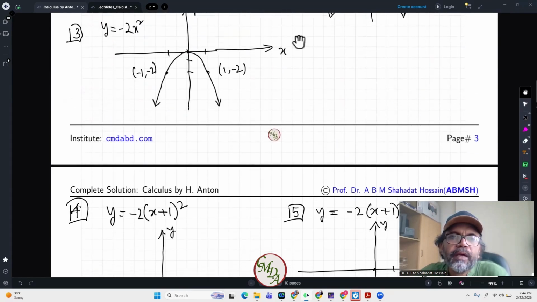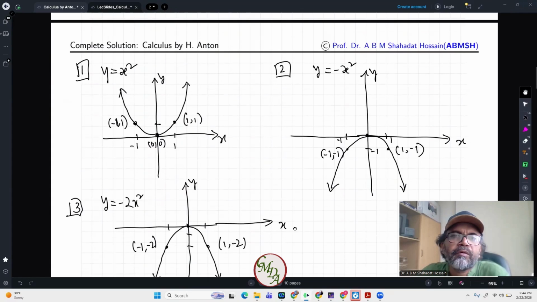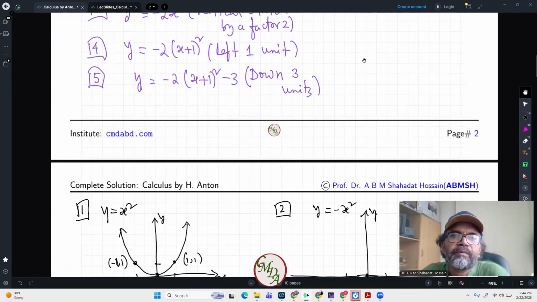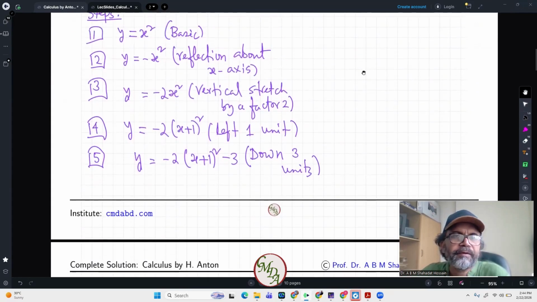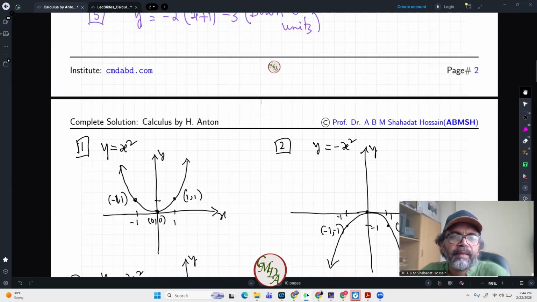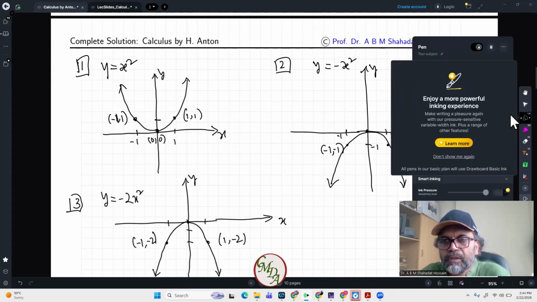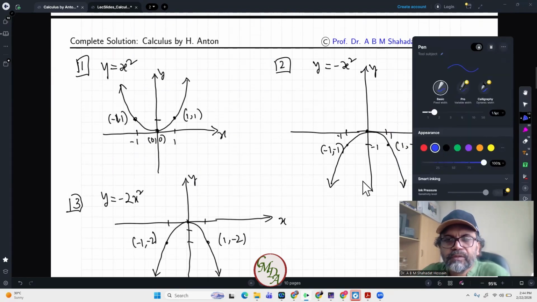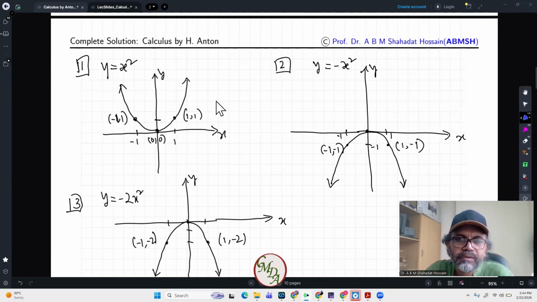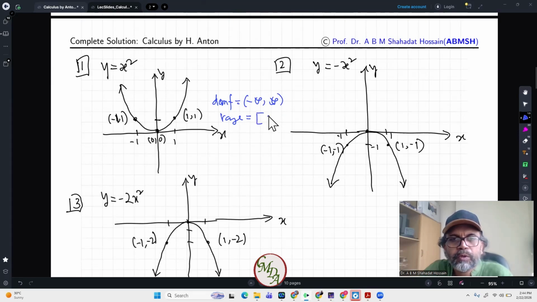Let's have a look again. All these things we have done: we first wrote down our steps, and then we labeled them, so that you can also mention the domain and range here. Let's write the domain and range. What would be the domain and range here? In this case, the domain is all real numbers, and the range is 0 to infinity.